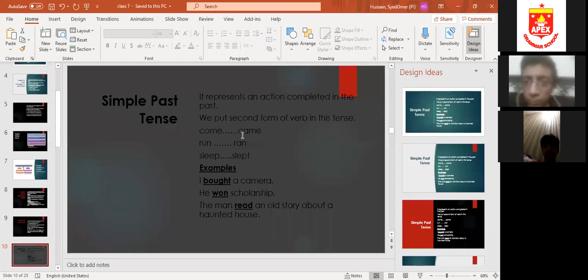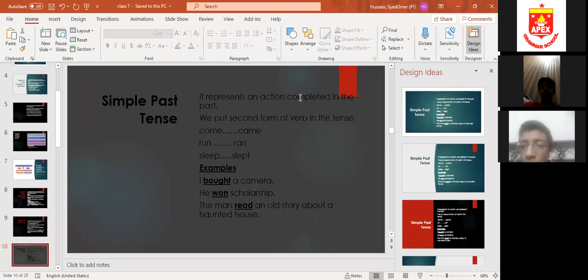Simple past tense, easy. Every time I ask you people, better write the paragraph in simple past tense. Write the story in simple past tense. Okay? Simple past tense represents an action completed in the past. It tells about an action which was completed in the past. It will simply use the second form of verb, the past form of the verb. For example, came, ran, slept. These are all past forms.